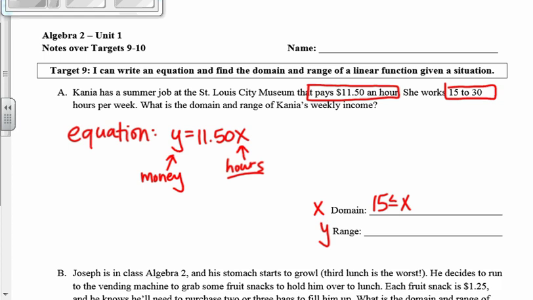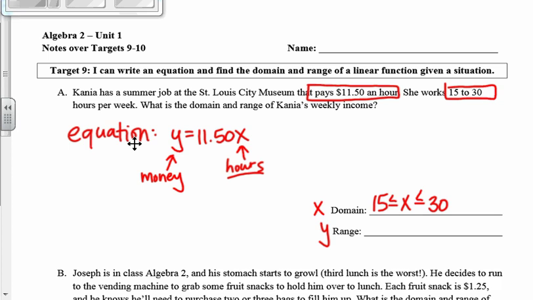Now we're going to think about the high end of that value range for domain. So the high end is 30. So x also has to be less than or equal to 30. So this is a compound inequality. We have x in the middle because we're talking about the domain, which goes with the variable x. I have an equal to component on each of the inequalities because 15 and 30 are both possible.